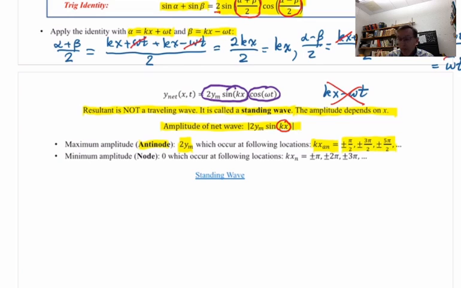In radians, plus or minus pi over 2, plus or minus 3 pi over 2, plus or minus 5 pi over 2, and the pattern continues. Because plus or minus pi over 2, plus or minus 3 pi over 2, plus or minus 5 pi over 2 are values for which the sine is either plus 1 or minus 1. And therefore, the amplitude will be 2y max, the biggest.